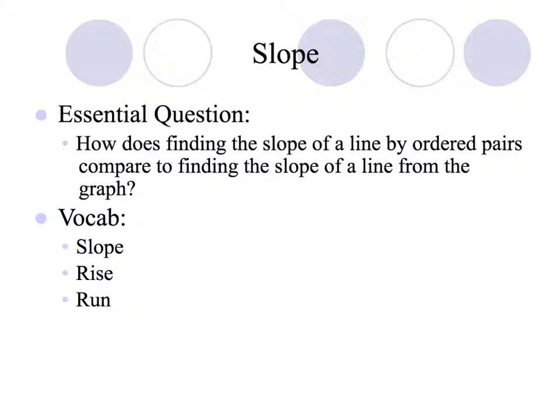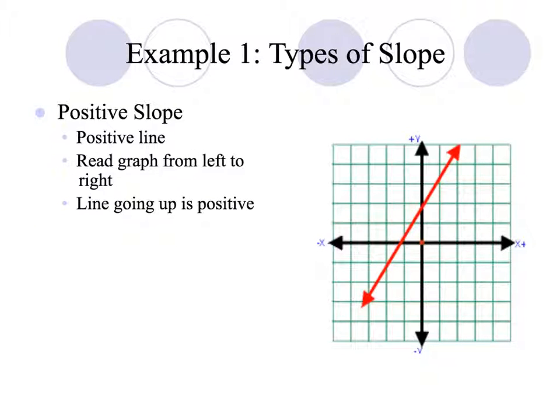Slope, we're going to be looking at slope. How do we find slope from a graph? How do we find slope from ordered pairs? So to begin, we're going to just start talking about slope. Slope is how steep a line is. Okay? And we have 4 different types of slope. And the first one is positive slope.